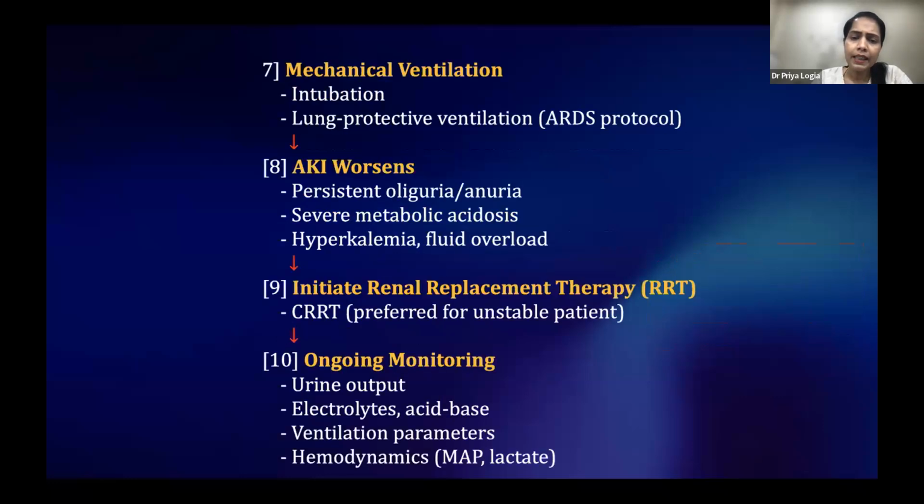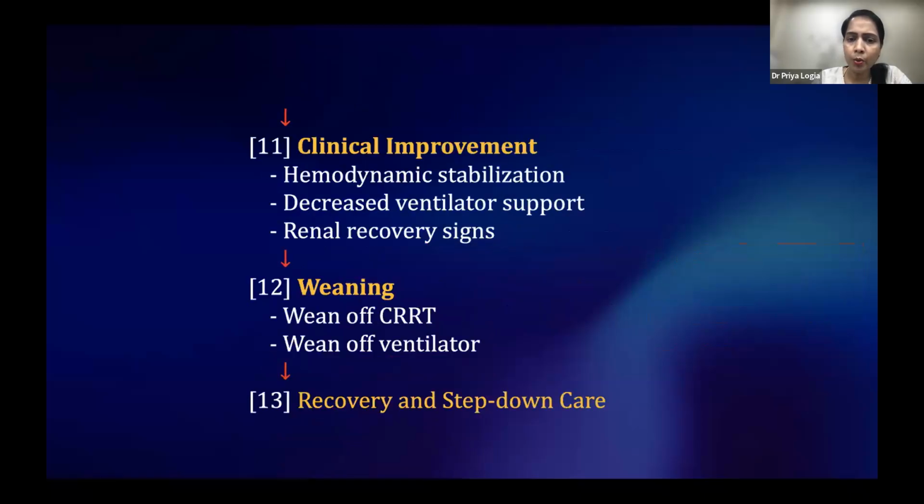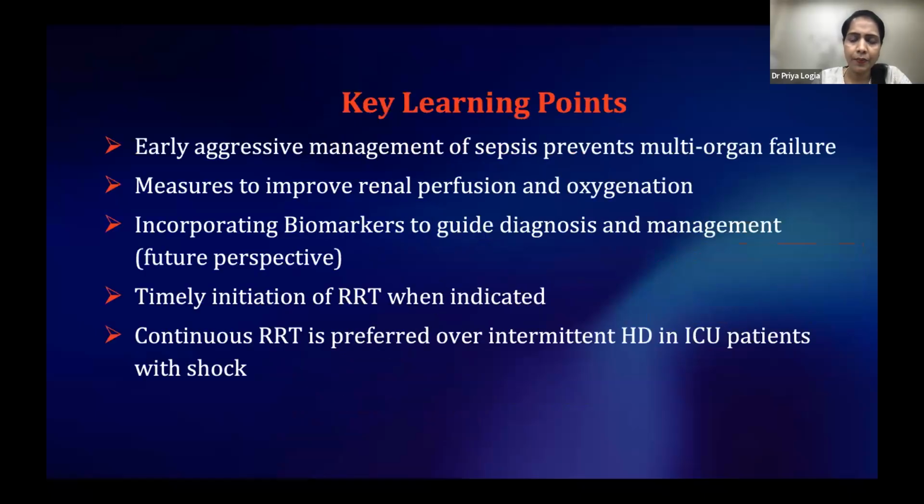So, despite adequate management, the patient's AKI worsened, and then the patient was initiated on renal replacement therapy. And with the adequate supportive care, the urine output, electrolytes, as well as hemodynamics gradually improved, and the patient was weaned off RRT and ventilator and was shifted to the step down care.